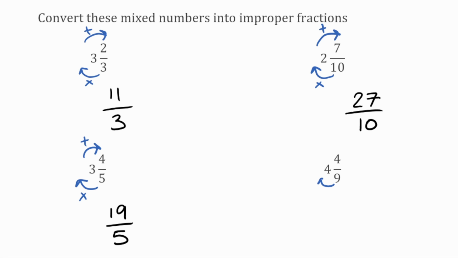And then finally, we've got this 4 and 4/9, again, multiplying these parts and then adding on the numerator. So my improper fraction is going to be out of 9. So we do 9 times 4, which is 36. Add on the 4, which gives us 40. So that fraction there would be equivalent to 40 over 9.